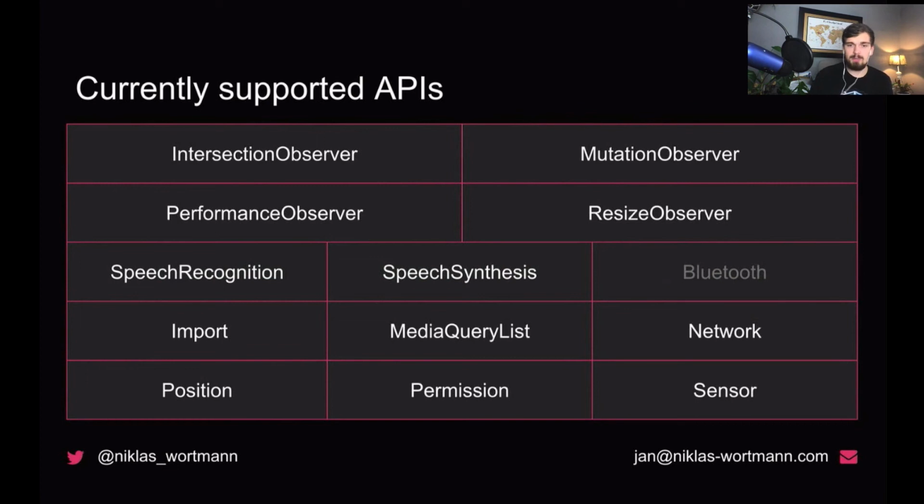On top of that, we also provide media query lists so that you can implement a dark mode in a reactive approach. I showed network and position. Under the hood, position is also using the permission API. And for sure, we expose that as well. And we have the sensor API. So if you want to do IoT kind of stuff, or like Philips Hue lights can also be controlled with the sensor API, this is the API that you might want to use for that.